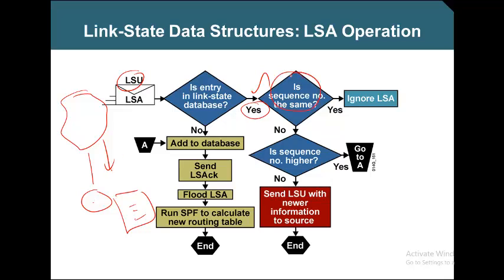If it is not the same, is the incoming one higher or lower? Incoming is higher. Higher means you need to add to the database. Add to the database, send the acknowledgement, flood it, and so on. You know this. If the sequence number is the same, this is also 3, you also have 3, which means you already have the updated one. Ignore it.